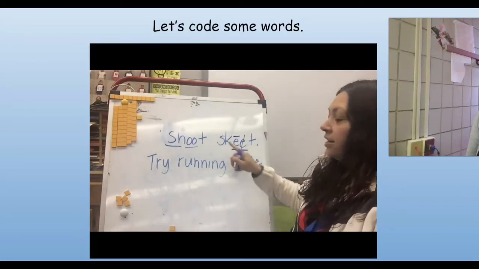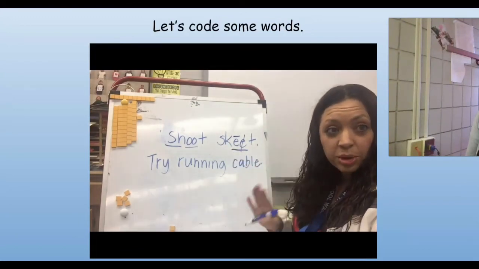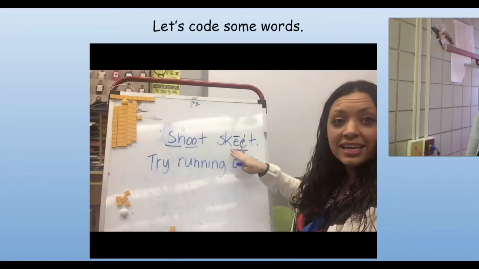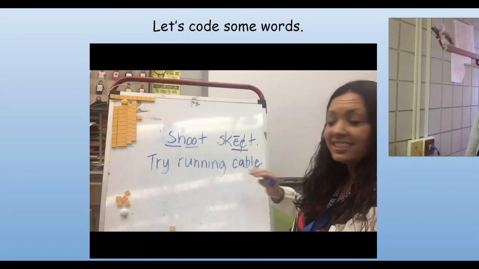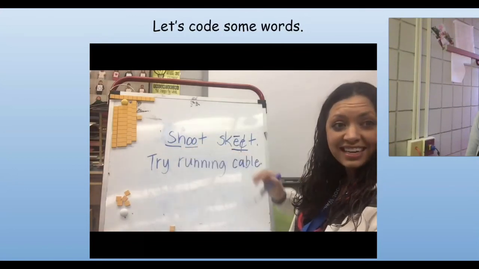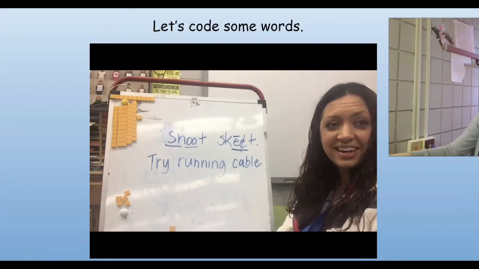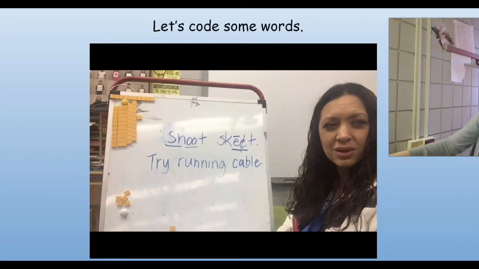So now when I read it, I know that that SK is going to blend together and say sk. Then I have that long E, so sk, eat, skeet. So shoot, skeet. Very good. All right, let's look at our next word. Are you ready? What do you think? What do you notice? What's my vowel in that word?